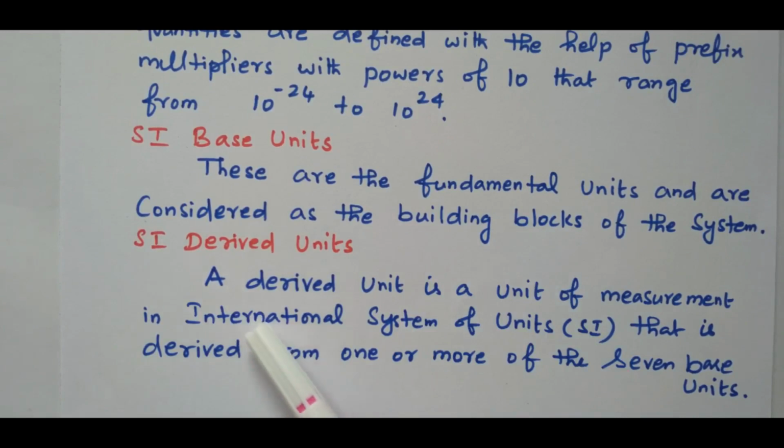The derived unit is a unit of measurement in the international system of units that is derived from one or more of the 7 base units. So only these 7 base units are the building blocks for all other derived units. All other derived units are obtained from these 7 base units. Now we'll see base units, derived units and multiples one by one.